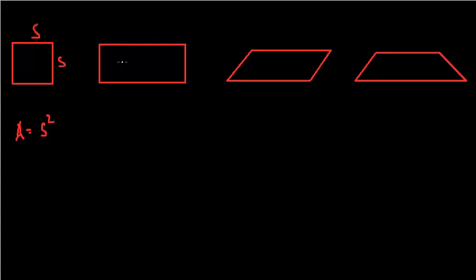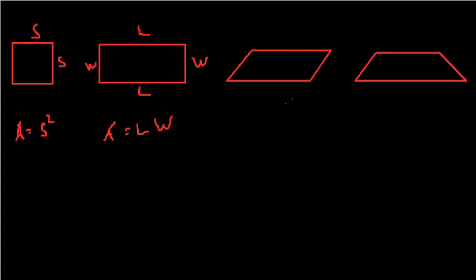For a rectangle, we have a length and width. In a rectangle, all angles are 90 degrees and opposite sides are parallel. So what we can then conclude from here is that this top length has to be the same as the bottom length, and this also has to be the same as the right width. Our area for a rectangle is length times width.